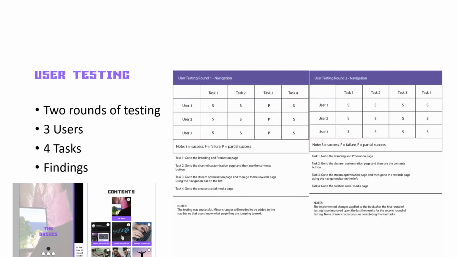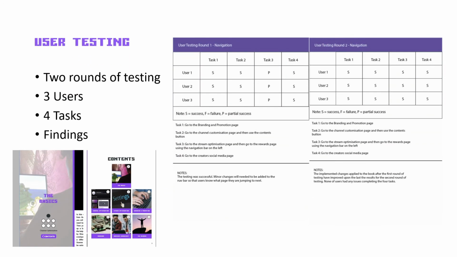So, user testing. I conducted 2 rounds of user testing on the book, and then I just got general feedback on my videos. Testing was conducted with 3 different people, and I gave them 4 tasks each, and then I basically just recorded my findings. After the first round of testing, I found out that users got confused with the navigation.